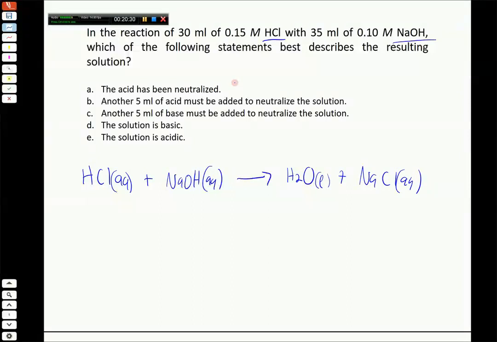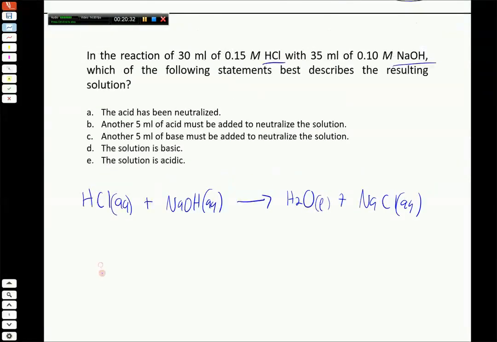is, in order for choice A to be true, this would mean we need to have equal numbers of H plus and OH minus mixed together. So let's see if that's true. So when we mix these two solutions together, we have 30 milliliters of 0.15 molar HCl, 35 milliliters of 0.1 molar NaOH. Let's find the moles of each one that we've added.